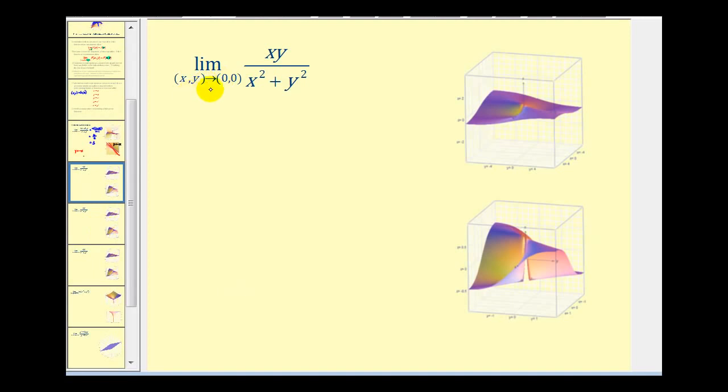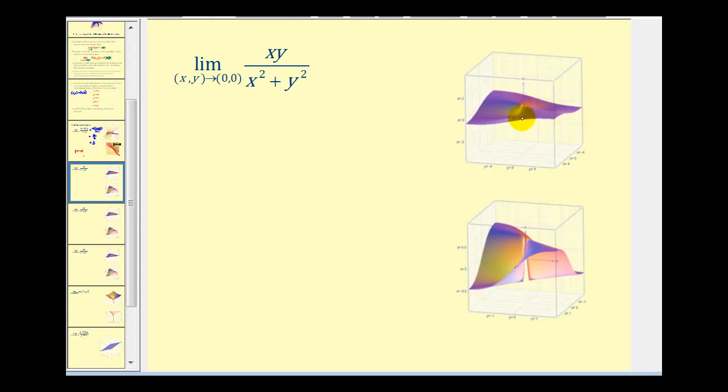Here we have the limit as (x, y) approaches (0, 0) of the given function. I've graphed the surface over here in 3D. Let's see if we can locate the point (0, 0). Well, when x is 0 and y is 0, we'd be at the origin, and then from there we'd go up to the surface. It's kind of unclear where that point would be.